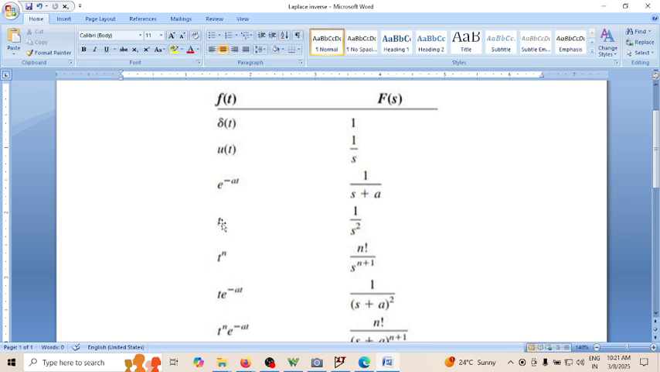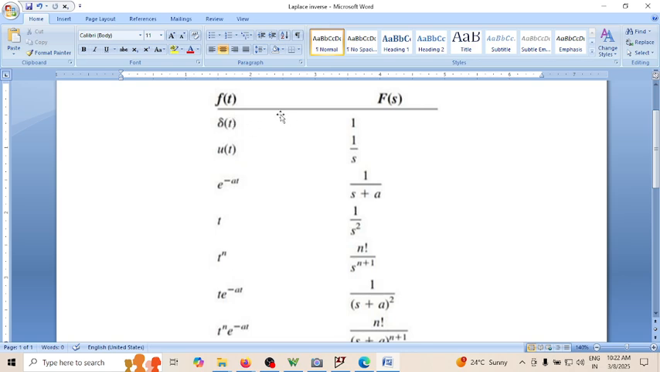Laplace transform of t is 1 over s squared. I think all of you know these simple Laplace transforms from your mathematics classes. They are very important while doing the control system concept. So now let us use these Laplace transforms.